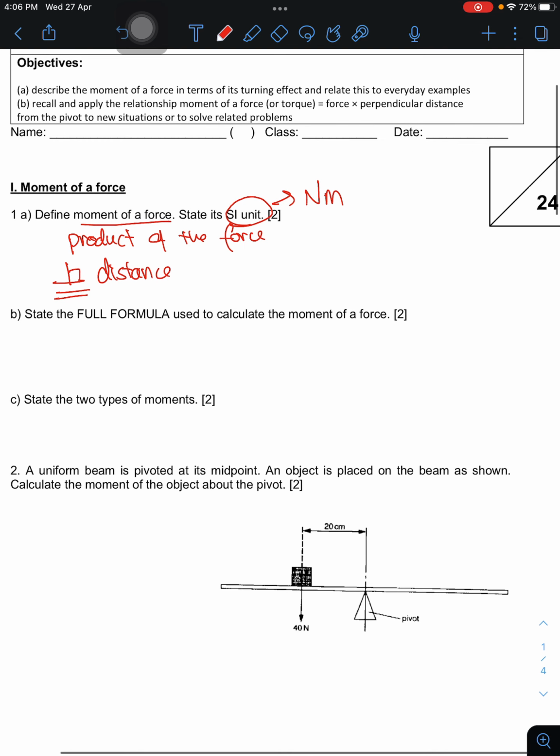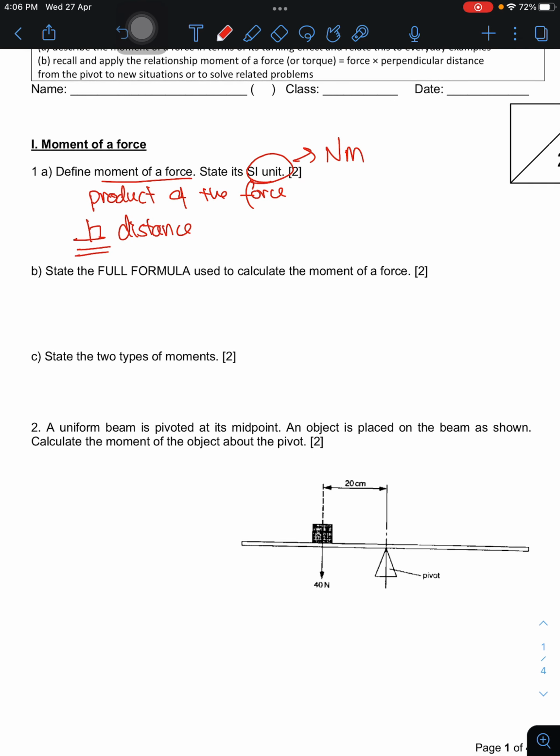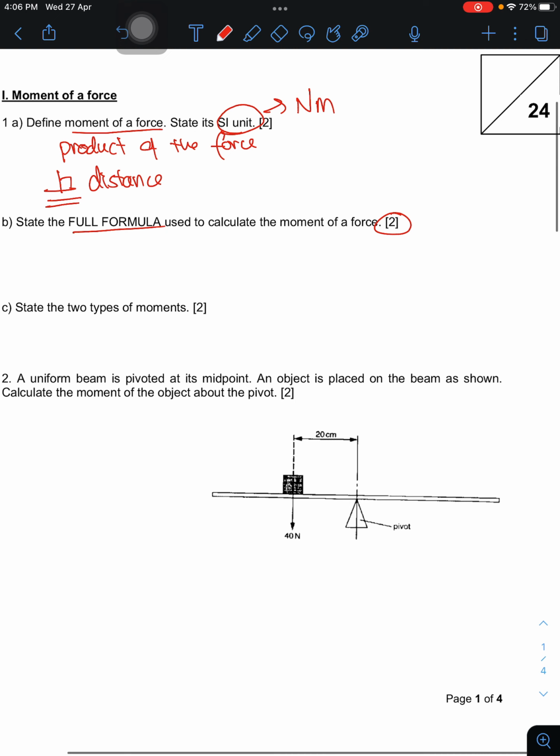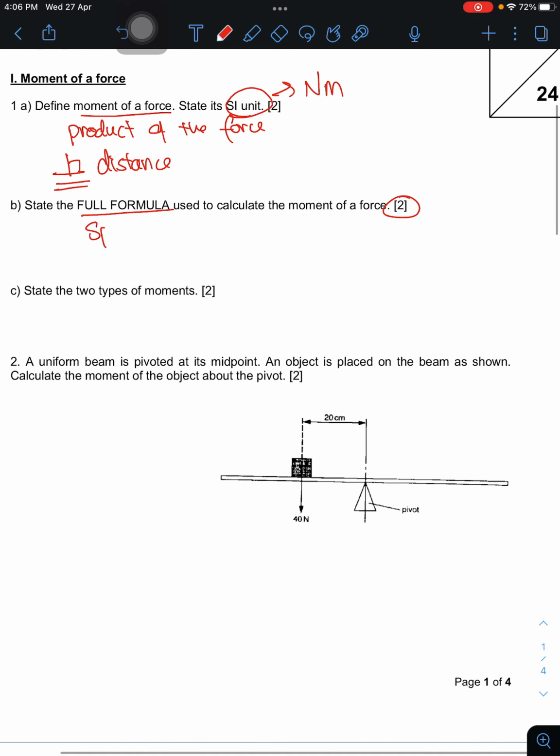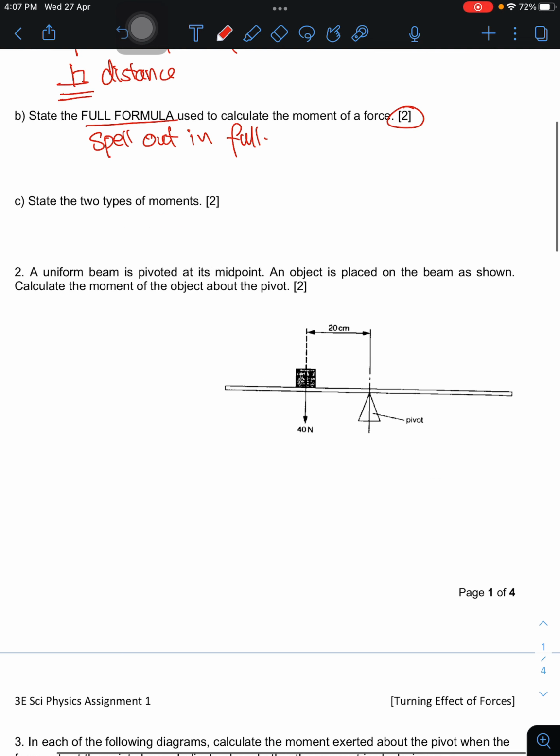State the full formula used to calculate the moment of a force. In the papers that I've marked, many of you actually managed to give me the formula, but not the full formula. In this case, the 2 mark one is for the correct formula, the other one is for spelling the entire thing out. Again, that one is found in the booklet. I'm going to leave that to you. I think I actually wrote that as feedback on your papers as well.